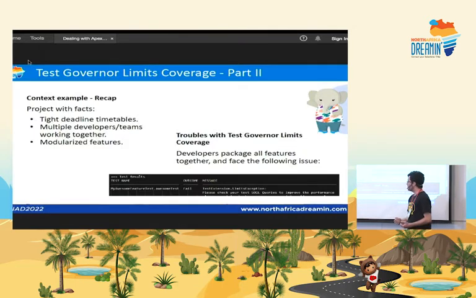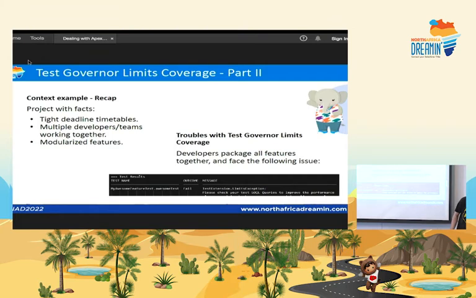So if we go back to the same problem that we had before, and we do a recap of what Jose already explained, we had that deadline with the project, and many developer teams working on modularized features and so on. We go with everything together. Then we try to deploy. We will find the same issue when we run the test, but in this case, we will receive the custom exception that we have defined against the limit that we have defined, in this case, the contract.